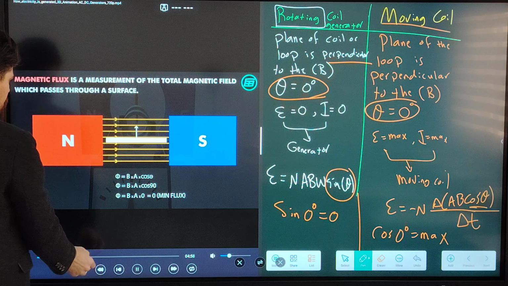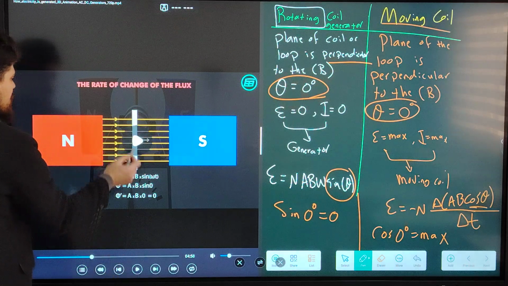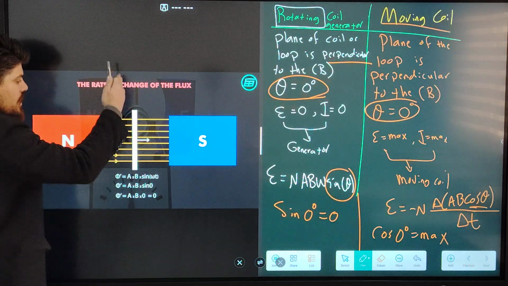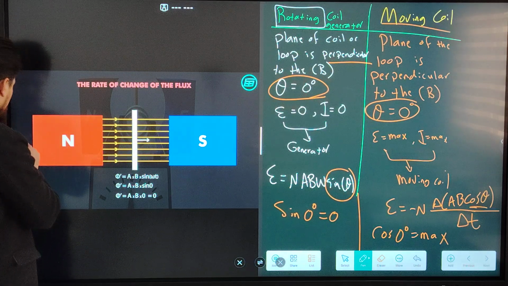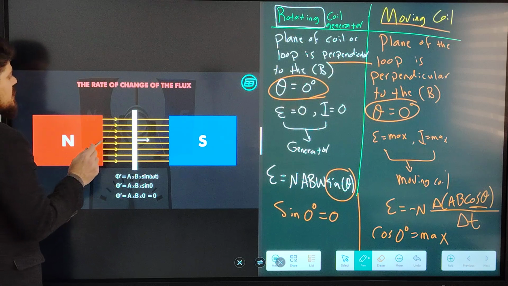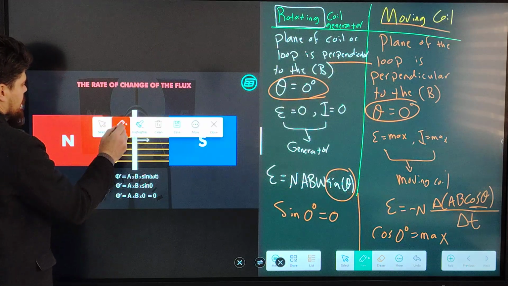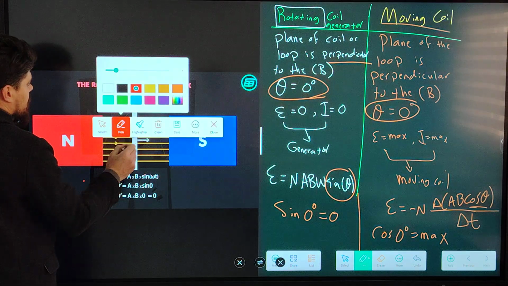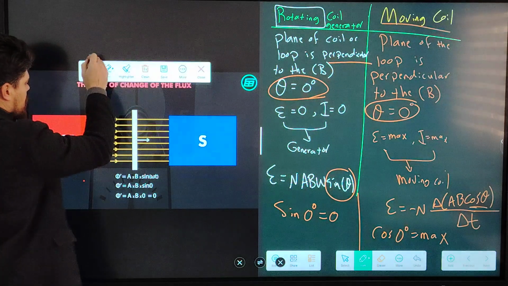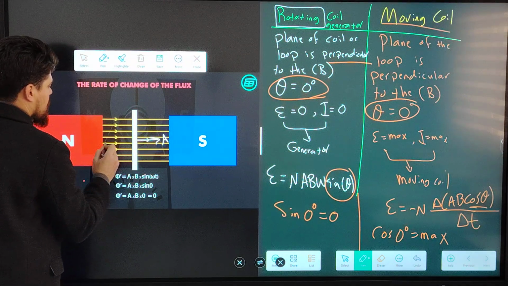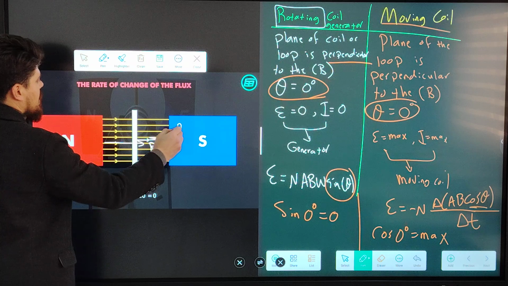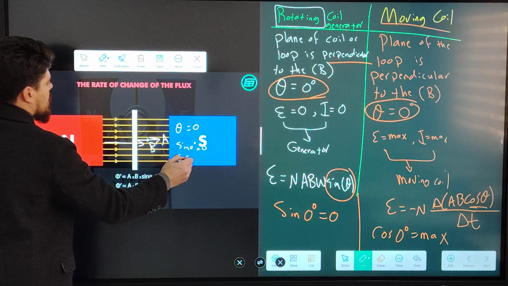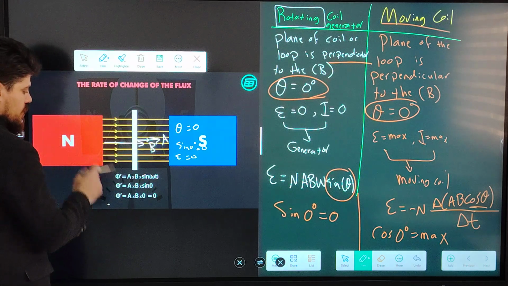Notice that it is 0 if the plane of the loop is perpendicular, as you can see in this video. When the plane is perpendicular, the area vector and the magnetic field have the same direction. The angle is 0, sine 0 is 0, EMF is 0, if the plane is perpendicular in the generator. Okay?